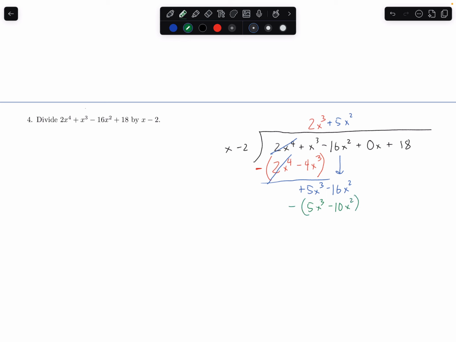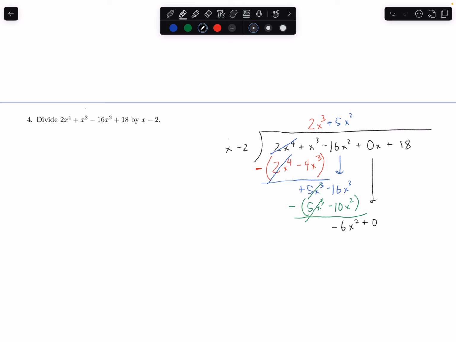Again, parentheses there, and subtract. These guys cancel. I've got negative 16x squared minus a negative, which is plus, which means the same thing as plus. And that's going to be plus 10, so negative 6x squared, yeah? Negative 16 plus 10 is negative 6. Bring that 0 down next. So plus 0, or 0x if you like.